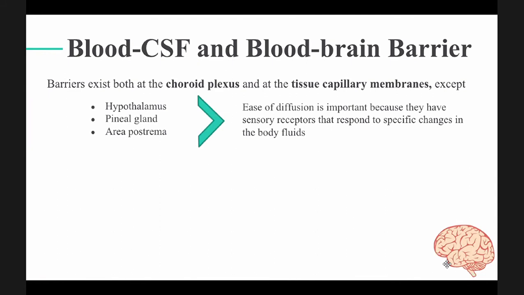That's because these three organs need constant or increased blood flow. Because they have sensory receptors that would respond to specific changes in body fluids. So you know the hypothalamus, a change in carbon dioxide, let's say, would affect the breathing pattern. That's why it needs constant blood flow. The receptors have to be specific, have to receive blood for their function.